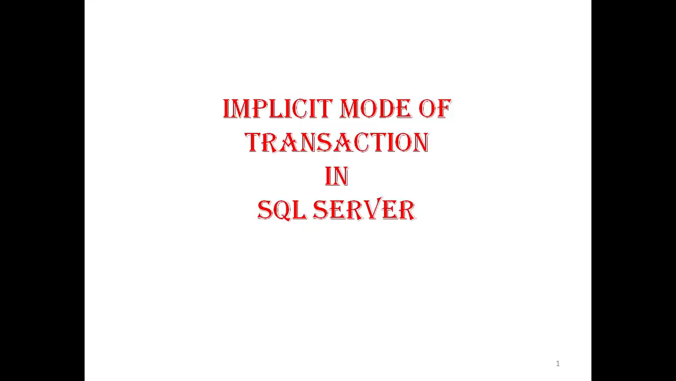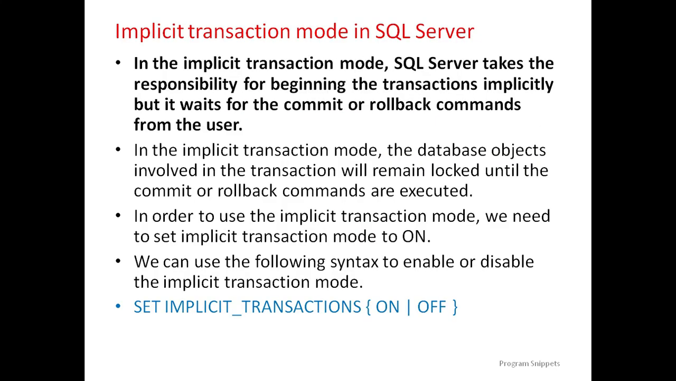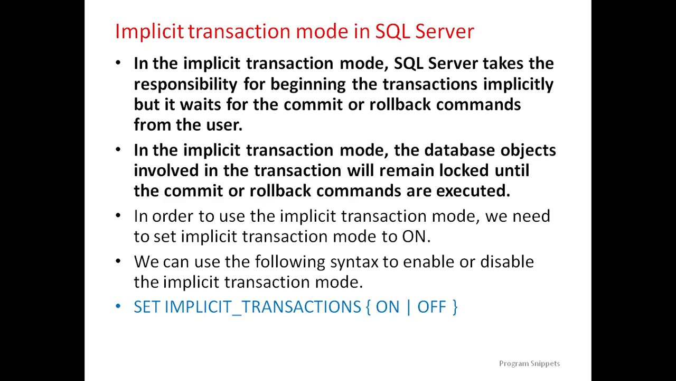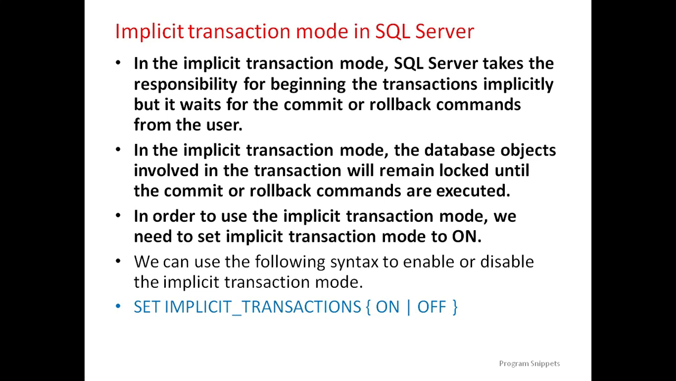Here we will see implicit mode of transaction in SQL Server. In implicit mode, SQL Server takes the responsibility for beginning of the transaction implicitly, but it waits for the commit or rollback command from the user. In implicit transaction mode, the database objects involved in the transaction will remain unlocked until the commit or rollback commands are executed. In order to use the implicit transaction mode, we need to set implicit transaction mode to on.